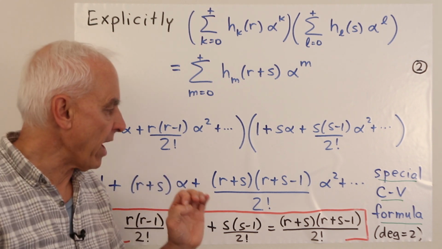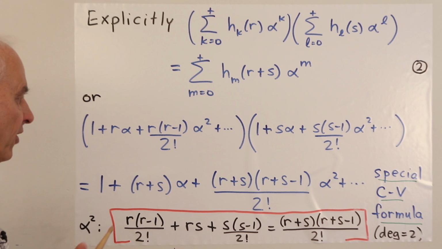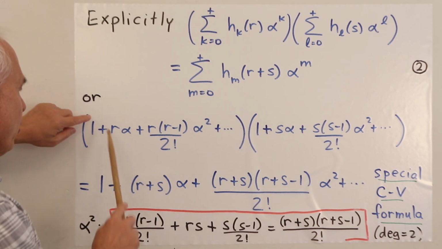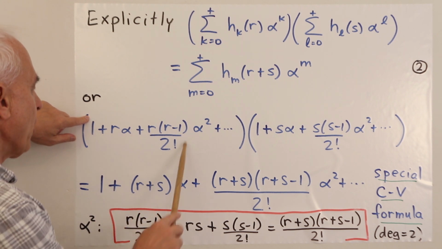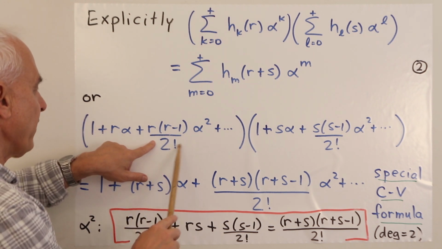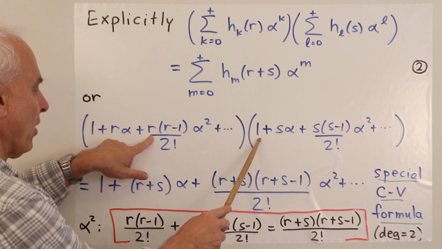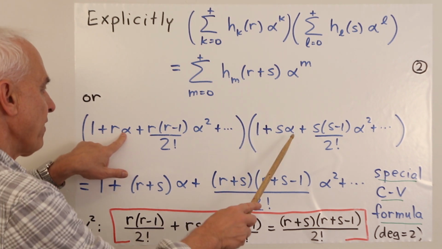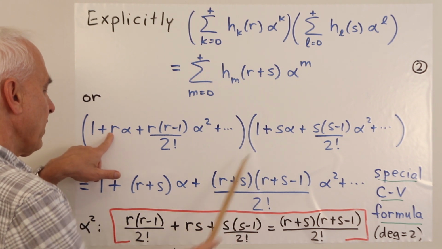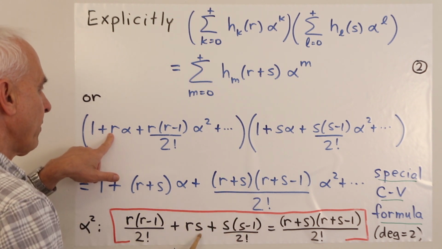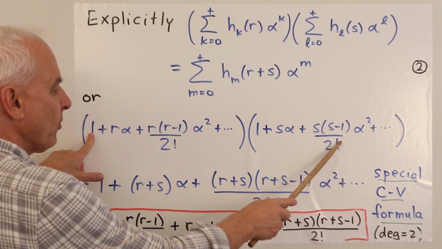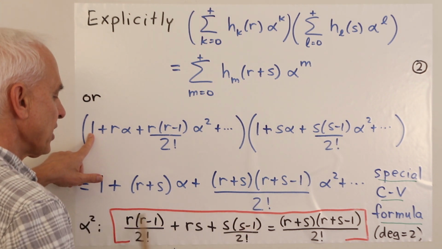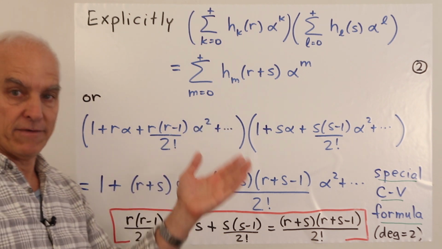So what about the quadratic terms, the first place where it's kind of interesting? On the left-hand side up here, the quadratic terms, well, there's an r times r minus 1 over 2 factorial times an alpha squared times that 1. So that'll give us that coefficient there. And then this alpha times that alpha will give us a factor rs. And then this times this will give us an s times s minus 1 over 2 factorial. So this is the coefficient of alpha squared on the left-hand side.